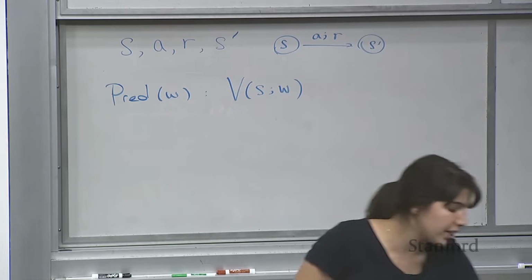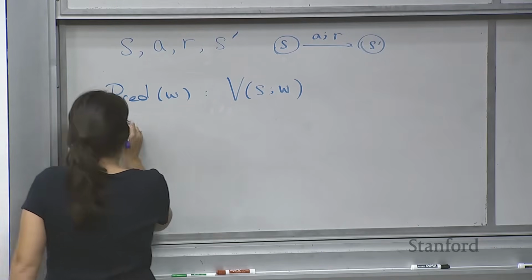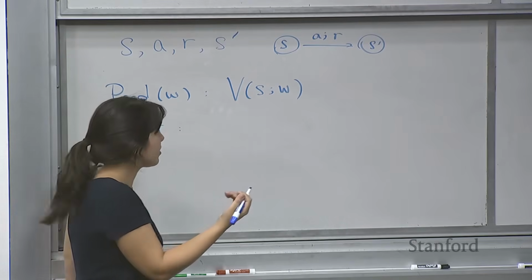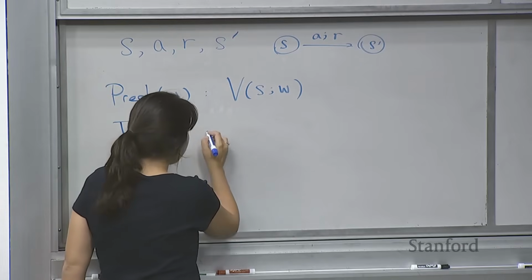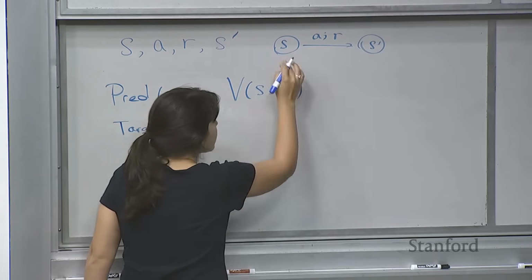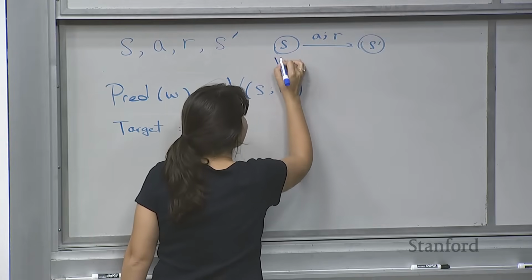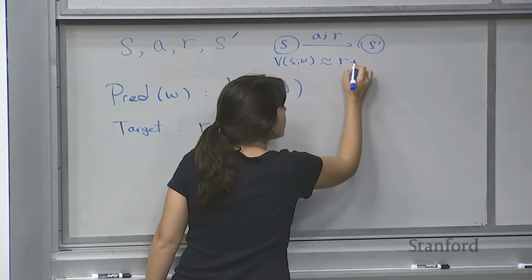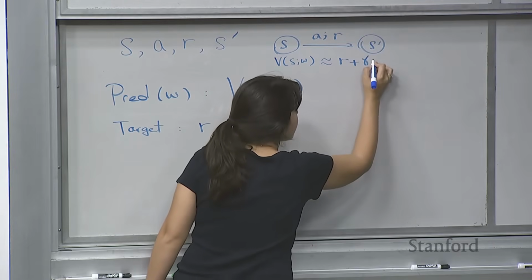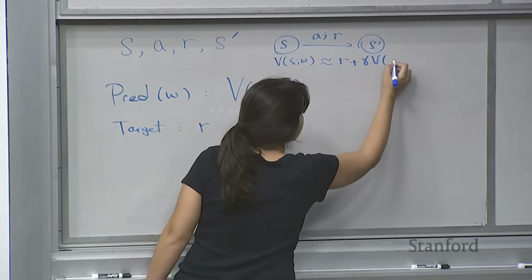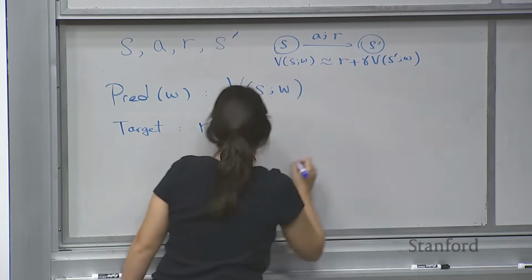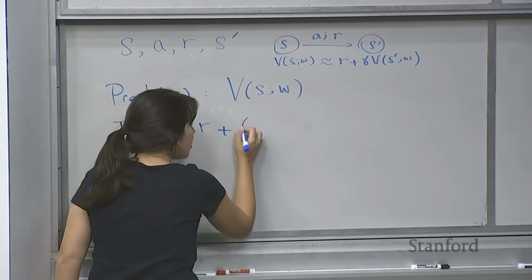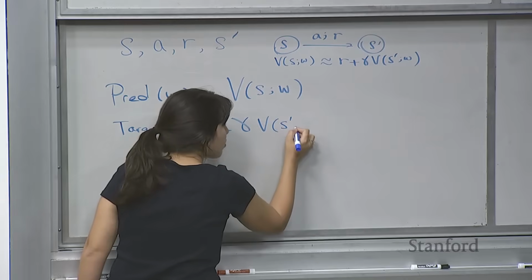And then we have a target that we're trying to get to. My target, which kind of acts as a label, is going to be equal to the reward that I'm getting. So if you look at this V of S and W, well, that's kind of close-ish to reward plus, I'm going to write discount factor, V of S prime W. So my target, the thing that I'm trying to get to, is the reward plus gamma V of S prime W.